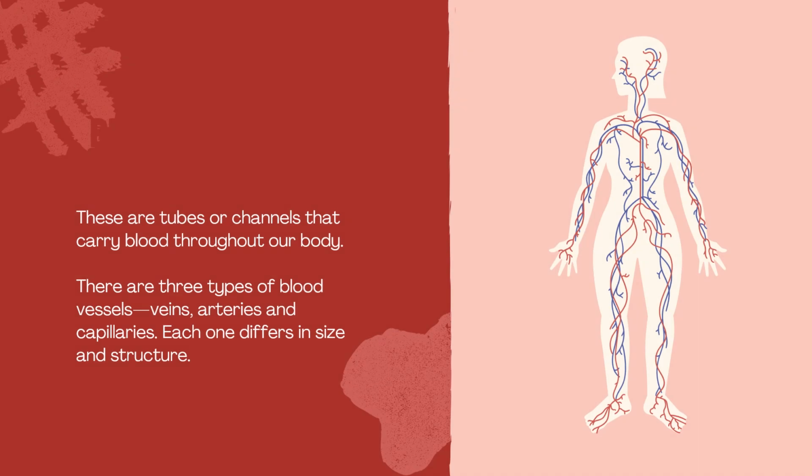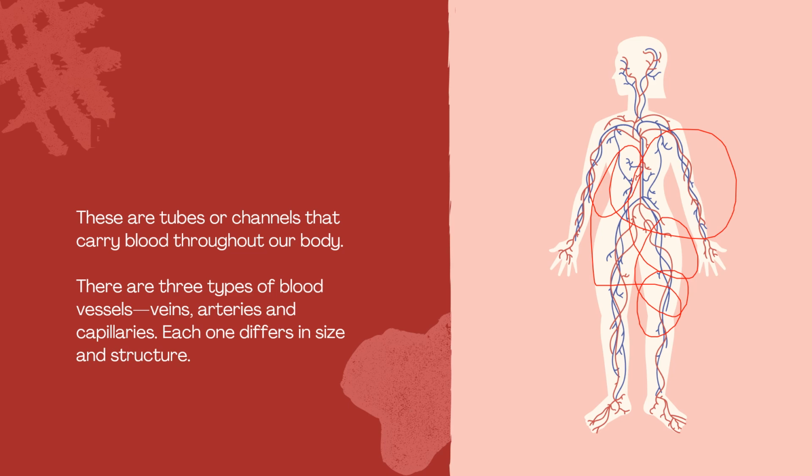Now these are tubes or channels that carry blood throughout our body. You can see here in red color and blue color. There are two types of vessels. Just think of these vessels as the net of the blood cells. Then how many types do they have? Three types of blood vessels.